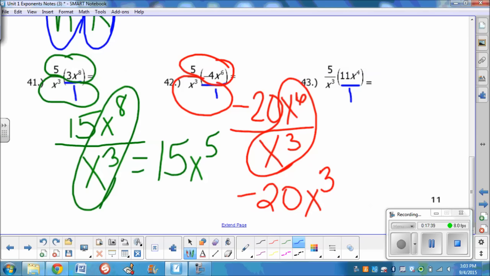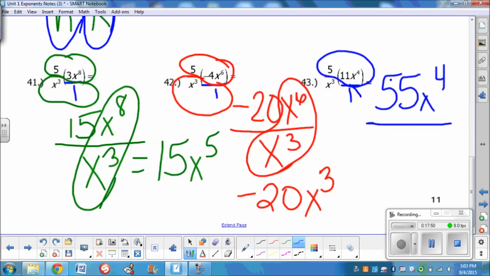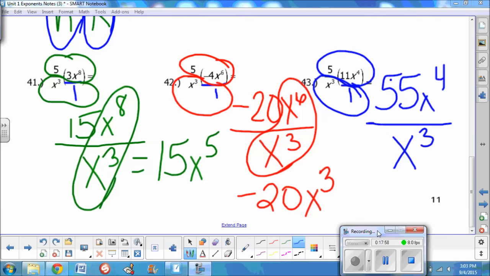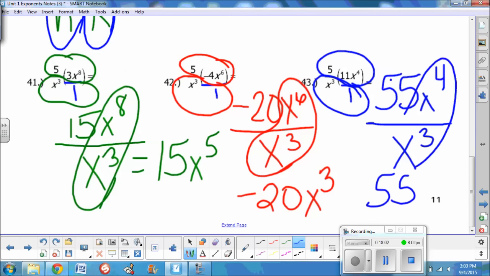And then the last one, same thing, multiply across the tops, 55 x to the 4th divided by x to the 3rd, simplifying, we end up with 55, and then the x's, x to the 4th divided by x to the 3rd, leaves me with x to the 1st.